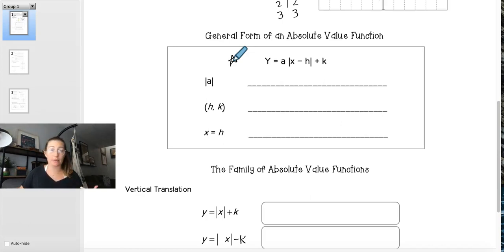I think and I believe transformations are the quickest and easiest way to graph any sort of graph. So you know the parent function and then you just transform it. And this format shows me the transformations. So we'll go through these transformations.